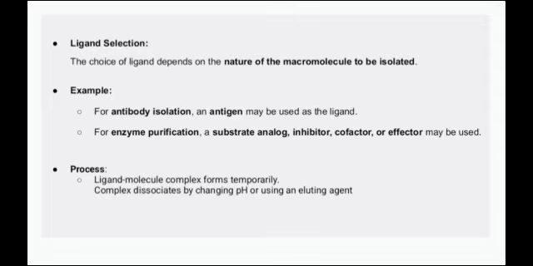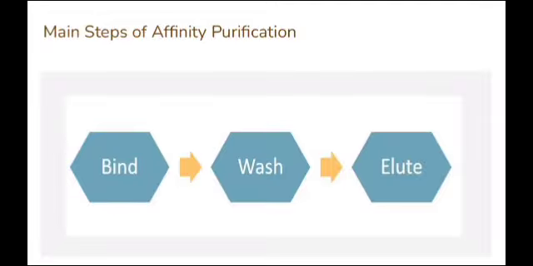If we want to purify an enzyme, we can use a substrate analog or an inhibitor. The ligand binds to the target molecule during the purification process, and later this complex is dissociated by changing conditions such as pH or salt concentration. Now that we know the components, let us put them together and see the procedure of affinity purification. The process of affinity chromatography involves several steps, each of which must be carried out carefully.